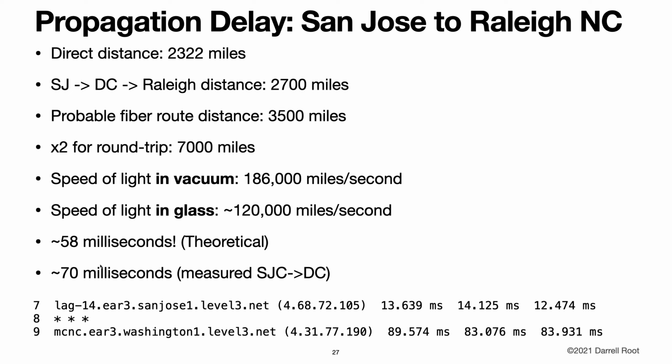And the actual round trip time measured from San Jose to Washington, D.C. is around 70 milliseconds. So here you can see we already went a couple hops from my originating place and received responses in the 13 millisecond range, and Washington, D.C. was 83 milliseconds. So about 70 milliseconds to go from San Jose to Washington, D.C.